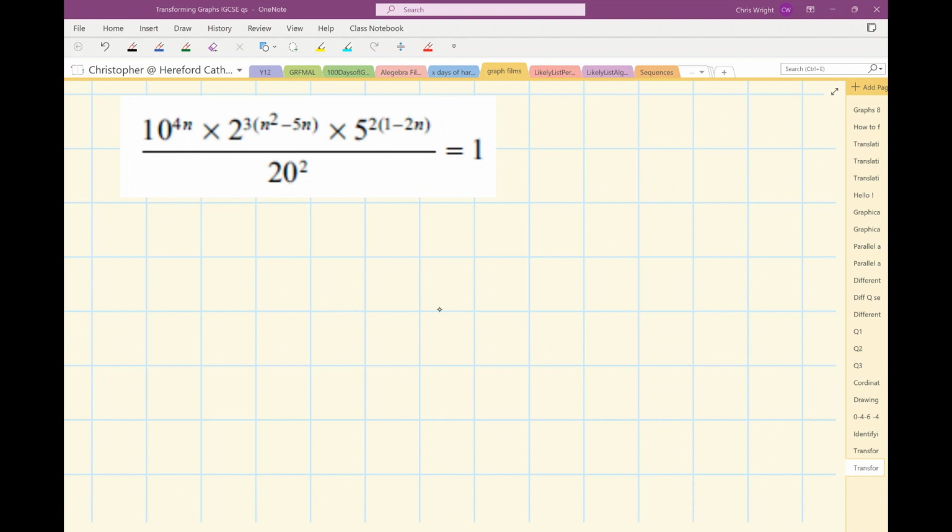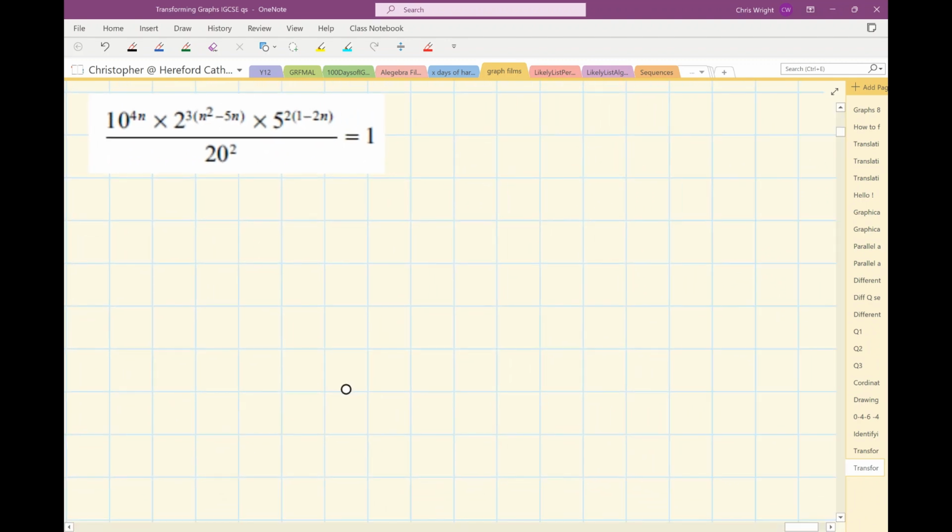Right, so let's have a look at the left-hand side here. We've got 10 to the power of 4n. So that is 2 times 5 to the power of 4n. And then we're multiplying that by 2 to the power of 3n squared minus 15n. And we're multiplying that by 5 to the power of 2 minus 4n.